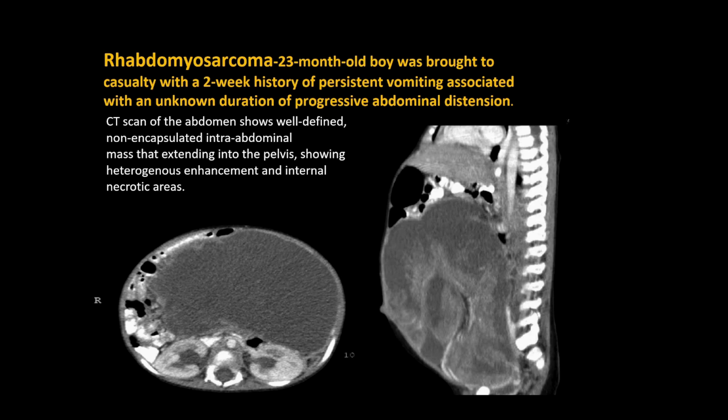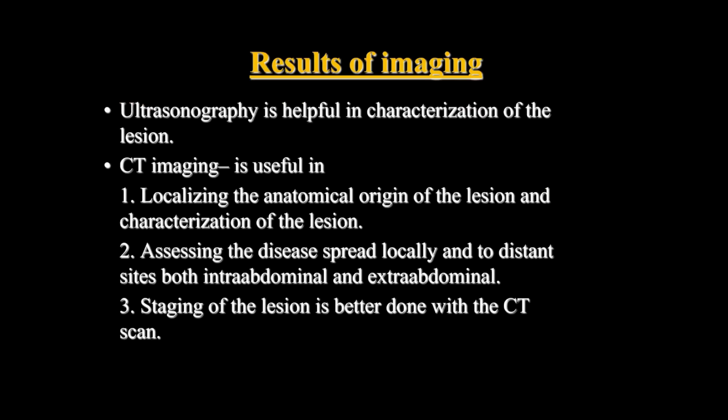This is a case of rhabdomyosarcoma. This was a 23-month-old boy who was brought to casualty with a 2-week history of persistent vomiting associated with an unknown duration of progressive abdominal distension. CT scan of the abdomen shows a well-defined non-encapsulated intra-abdominal mass extending into the pelvis, showing heterogeneous enhancement with internal necrotic areas.